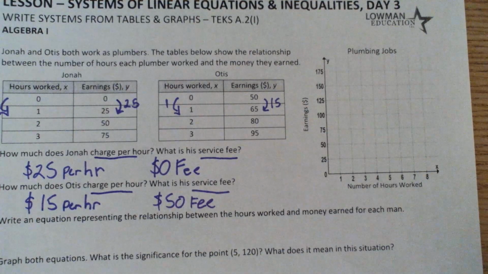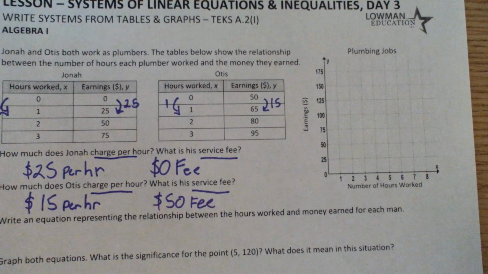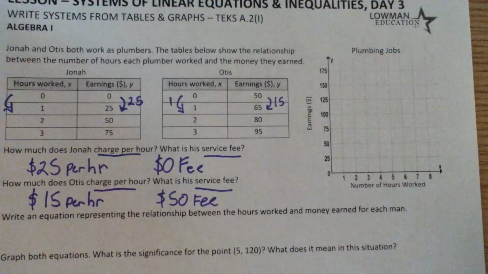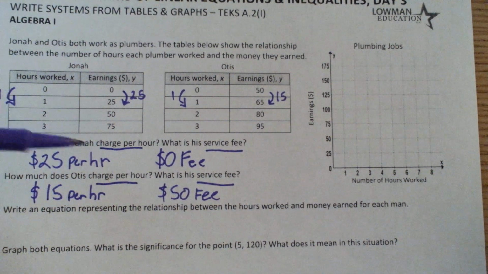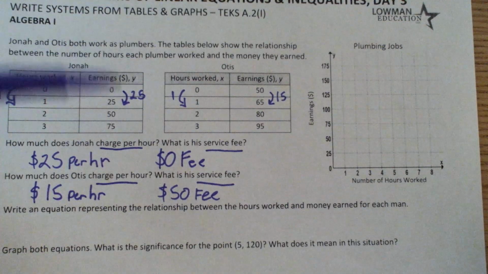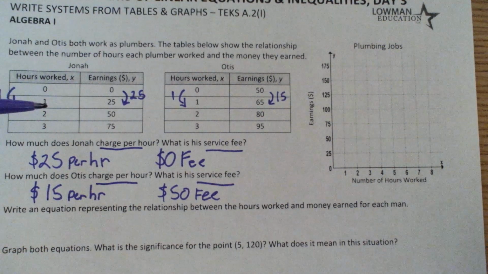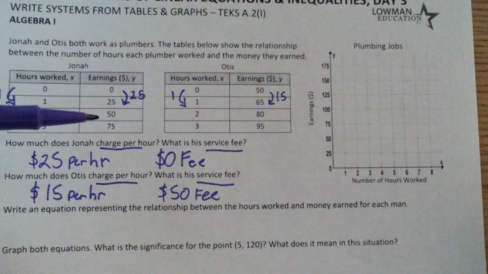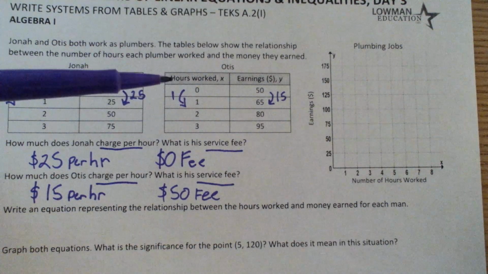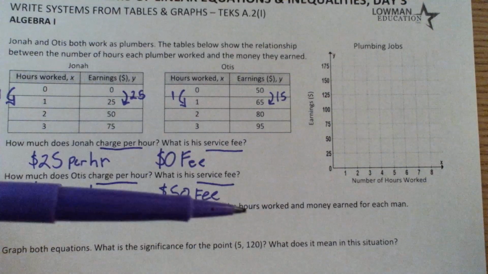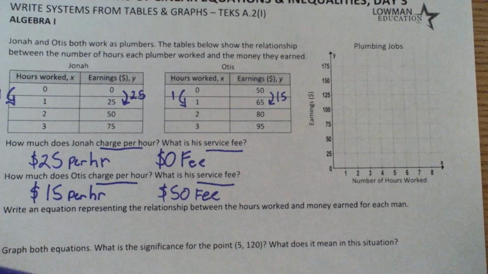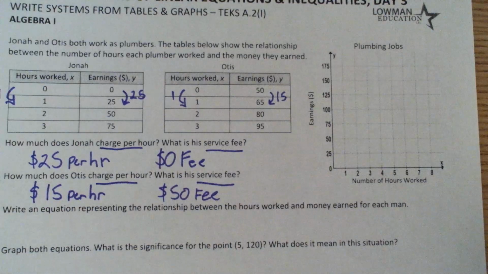So I could ask you, which plumber is going to be less expensive? Which one would you want to use? And looking at the charts, you'd say, I think I would use Jonah because all those prices at 1, 2, and 3 hours are less expensive. But we've got to remember Otis is only going up $15 a time. So what if you have a job that's 10 hours or 20 hours or 30 hours? You've got a little bit of a different deal. So let's put this on a graph and see what it looks like.